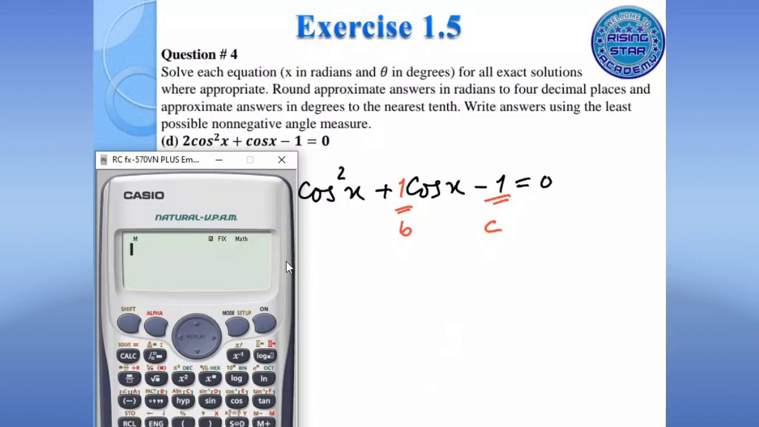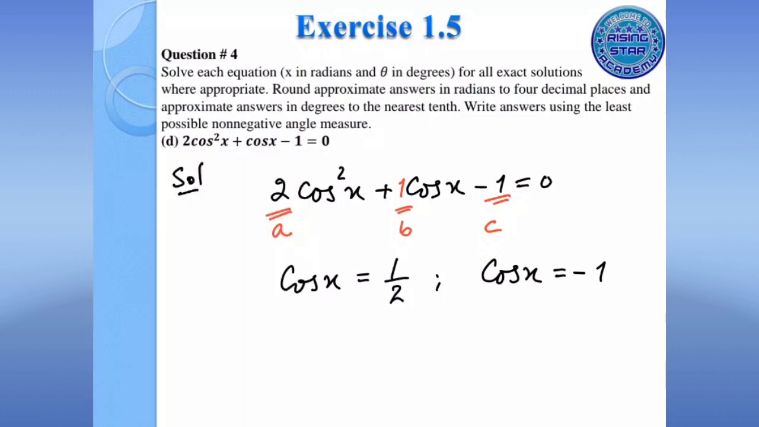Okay, so we'll press mode, then 5, then 3. So A value is 2, B value is 1, C value is -1. So my first answer would be 1 over 2. So I would write cos of x is equal to 1 over 2. And now my second answer would be cos of x is equal to -1. So these are my two possible answers.